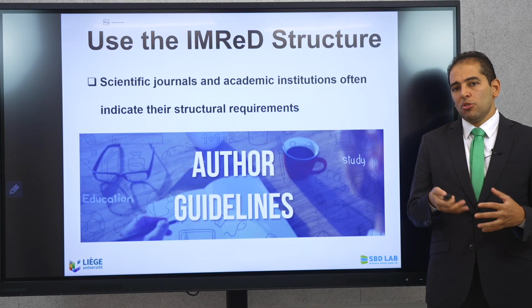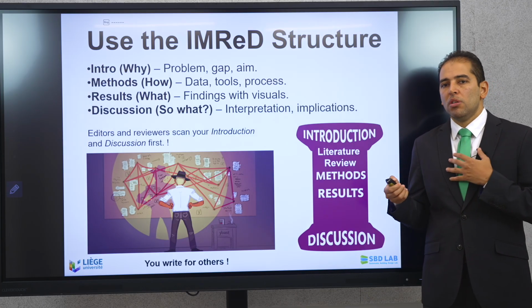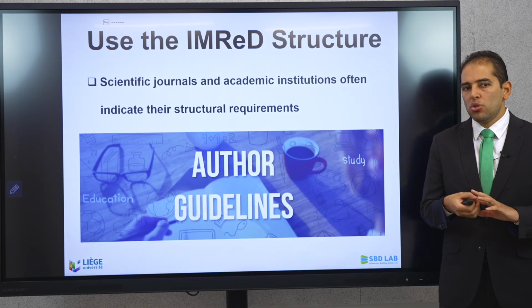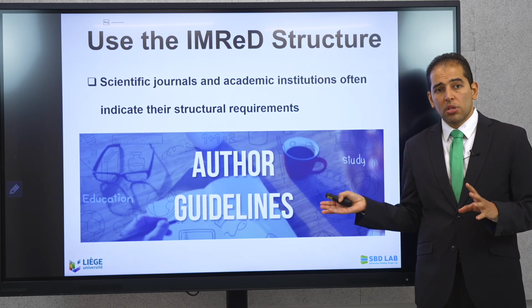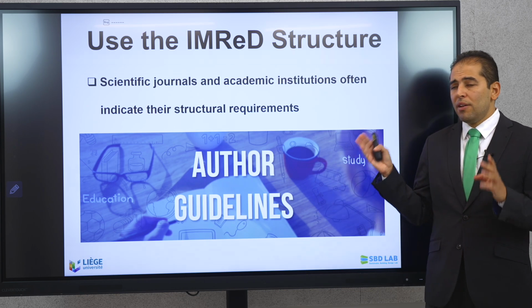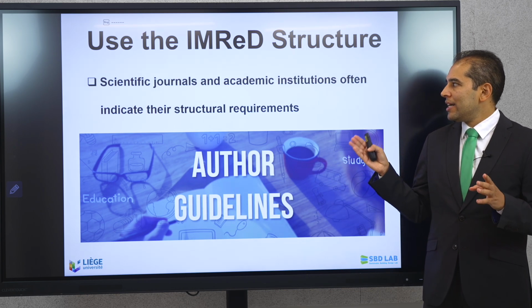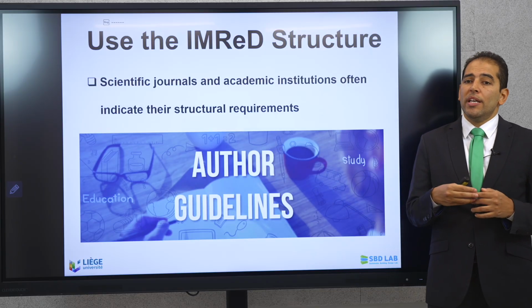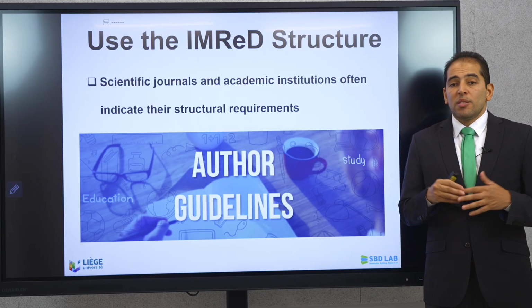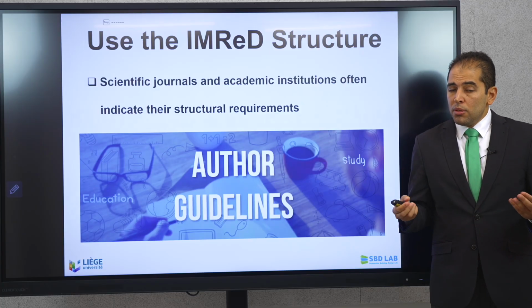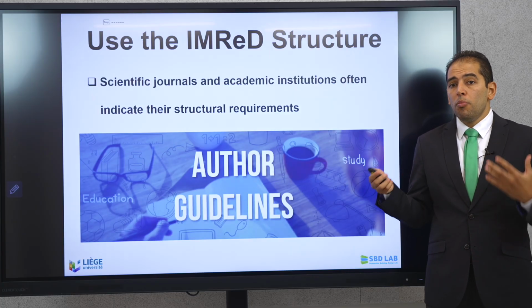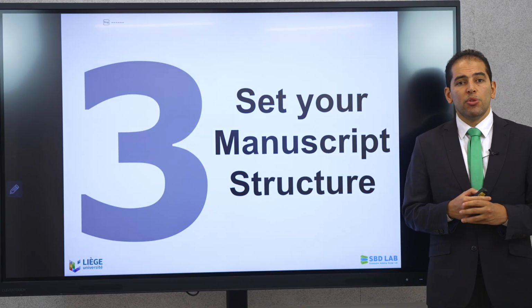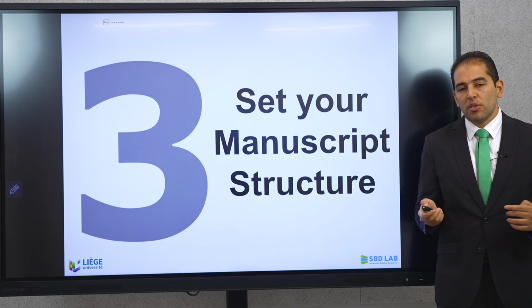Now, what is the best way if you have a conflict between what I'm saying and reality? In this sense, the best reference is to go to the journal author guidelines. Every scientific journal and every academic institution provides an author guide, so that they indicate their expectations on the structural requirements for the journal. In this sense, comply with the journal's requirements. Let's move now to point number 3, which is how to set up your manuscript structure.